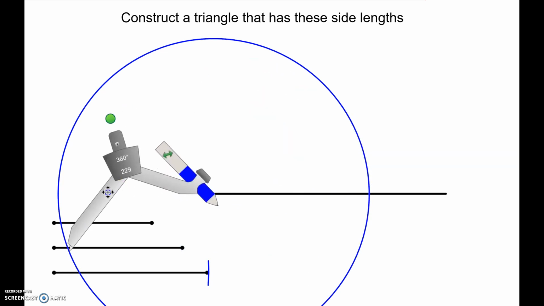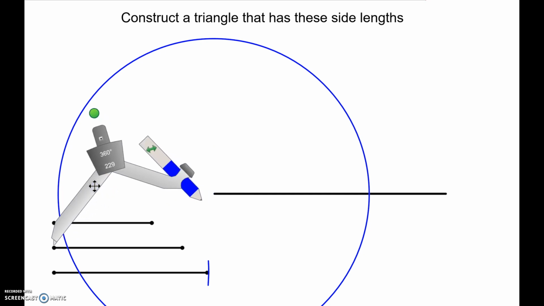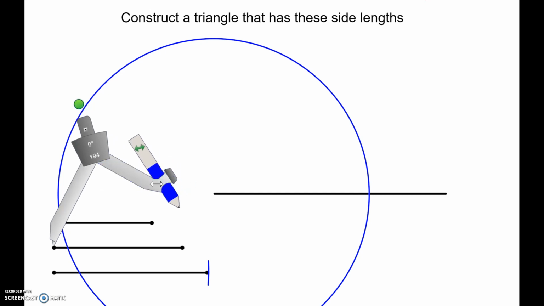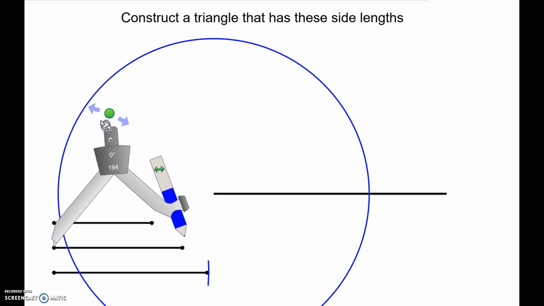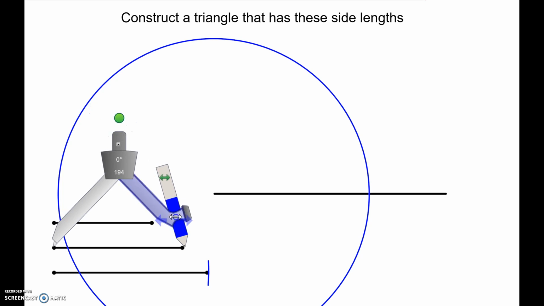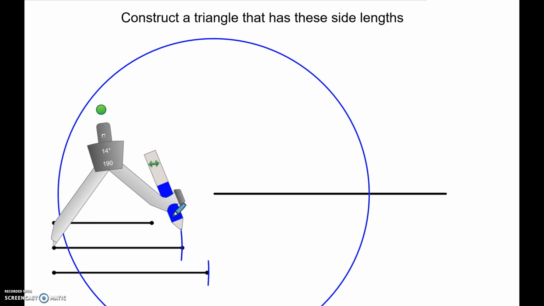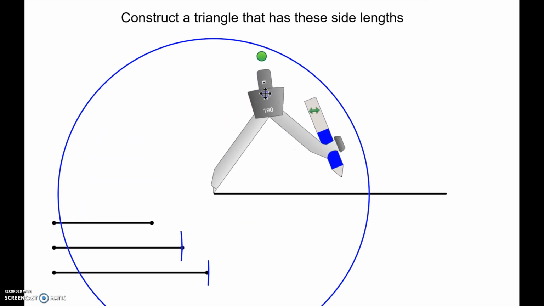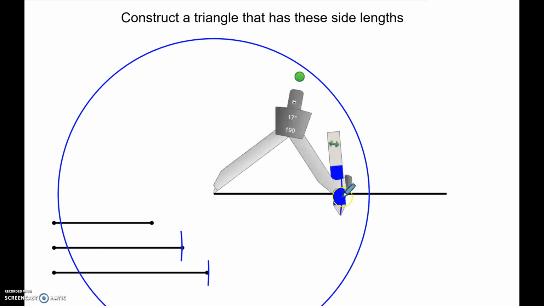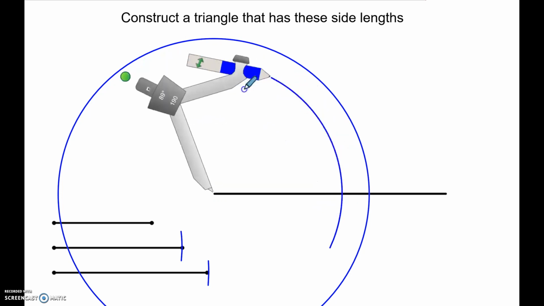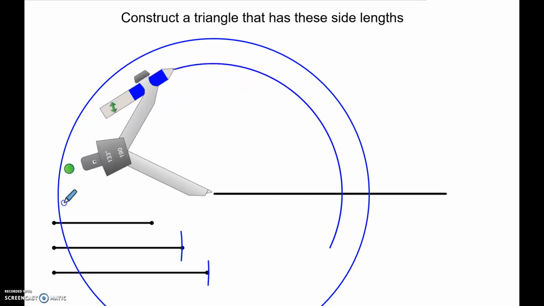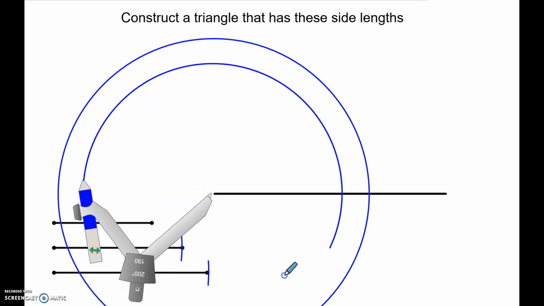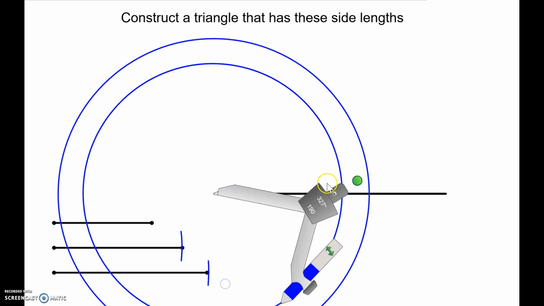I'm going to do the same thing for the second segment. Measure with my compass. And again, swing an arc so that I'm just proving that I actually marked the segment. And again, I technically only need the arc, but I'm going to go ahead and draw the entire circle.